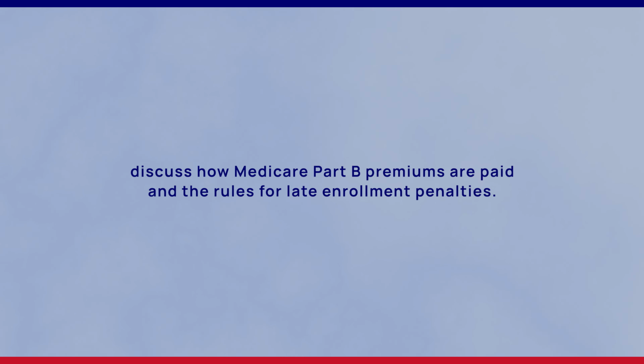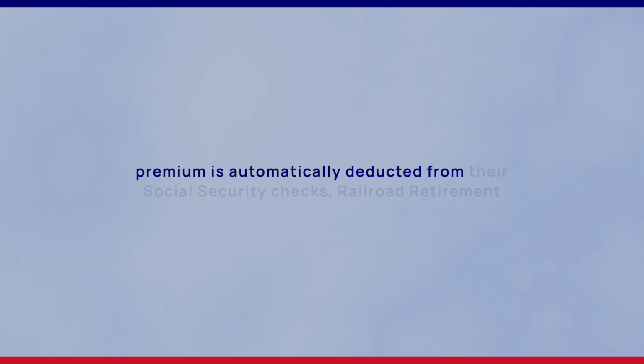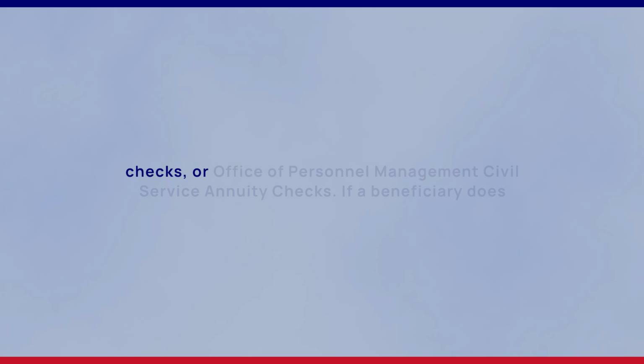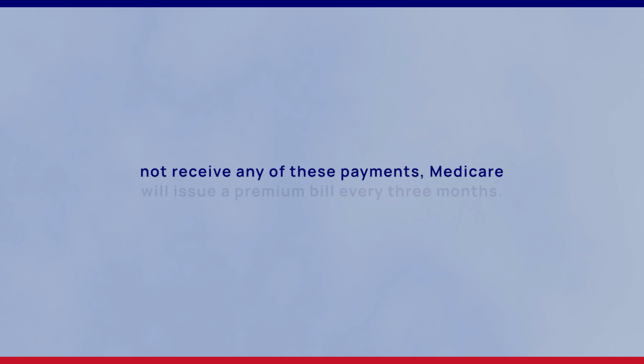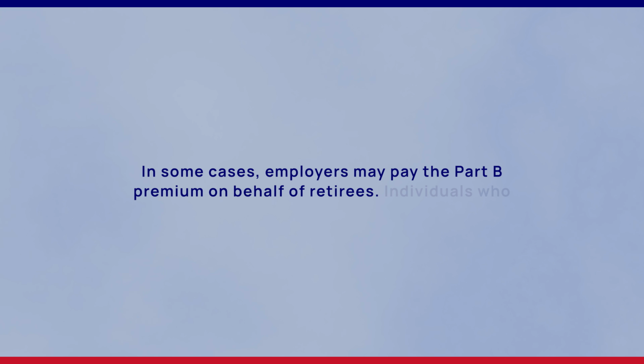Next, we will discuss how Medicare Part B premiums are paid and the rules for late enrollment penalties. Part B premiums are typically collected in several ways. For most beneficiaries, the premium is automatically deducted from their Social Security checks, railroad retirement checks, or Office of Personnel Management civil service annuity checks. If a beneficiary does not receive any of these payments, Medicare will issue a premium bill every 3 months. In some cases, employers may pay the Part B premium on behalf of retirees.